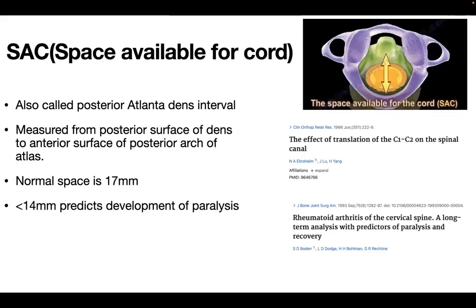Coming to one more, space available for the cord. It's also called the posterior atlantodens interval. It's measured from the posterior surface of the dens to the anterior surface of the posterior arch of the atlas. The normal space available is actually 17 mm, plus or minus 1.2 mm according to the literature. Less than 14 mm predicts the development of paralysis.